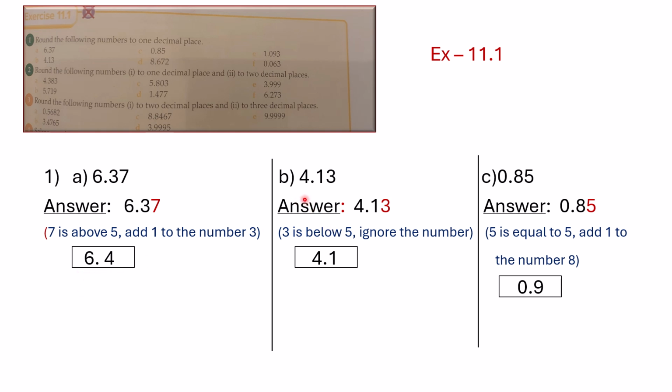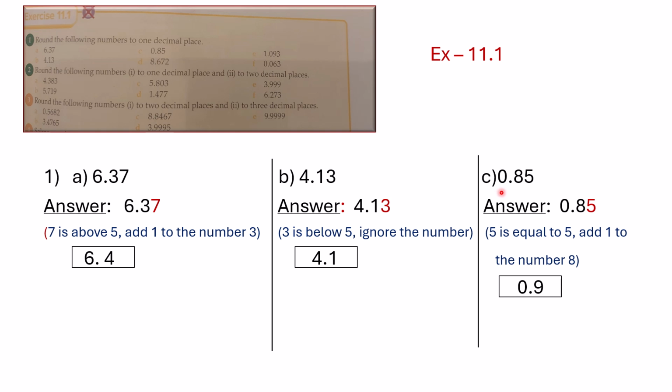B sum, 4.13. Same as the previous sum. Look at the last digit. What is that? It's a 3. This one is below 5. So what do we have to do? We have to ignore the number. So the answer is 4.1.